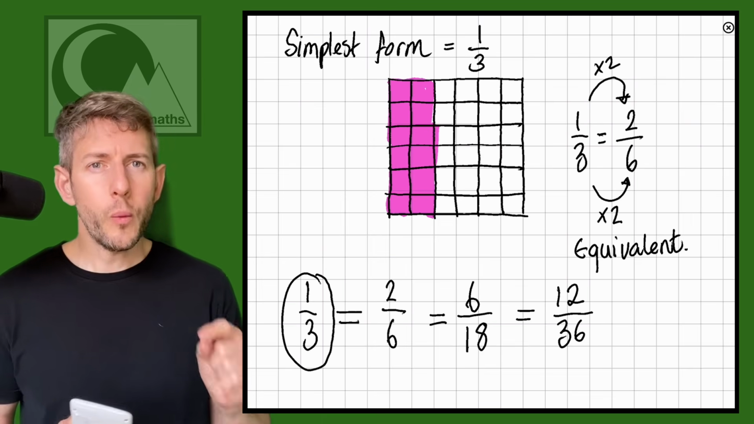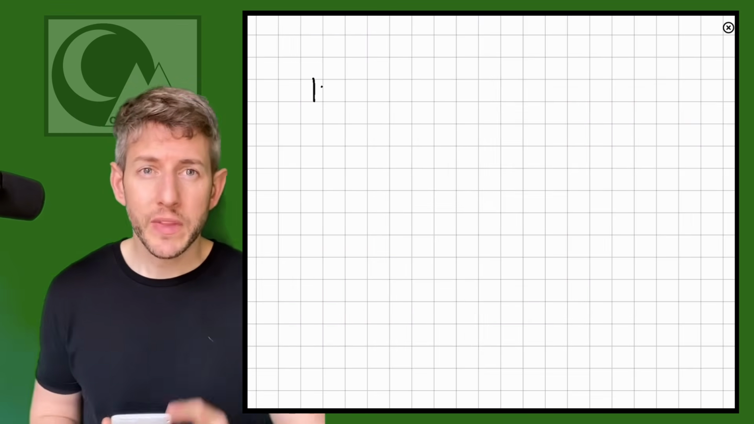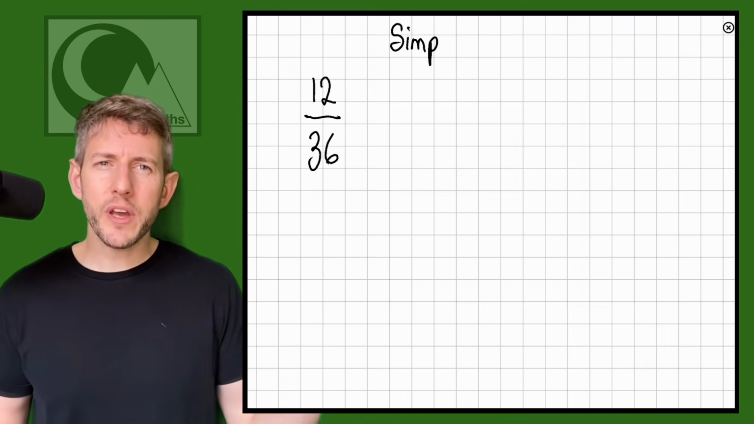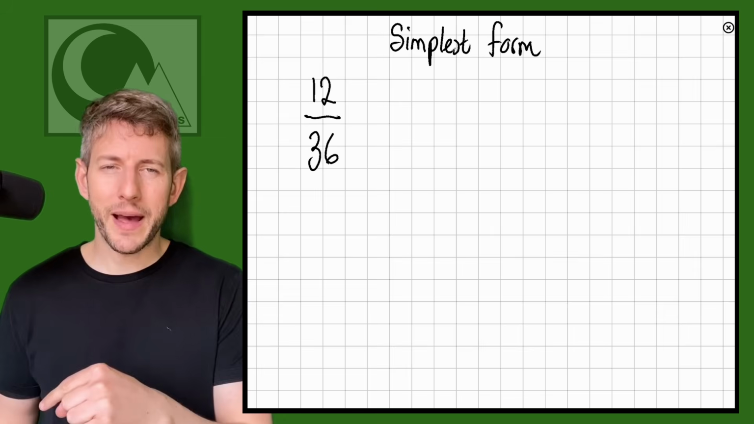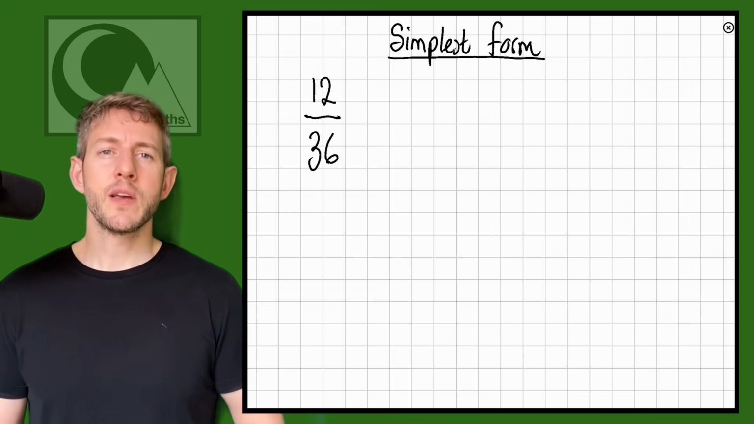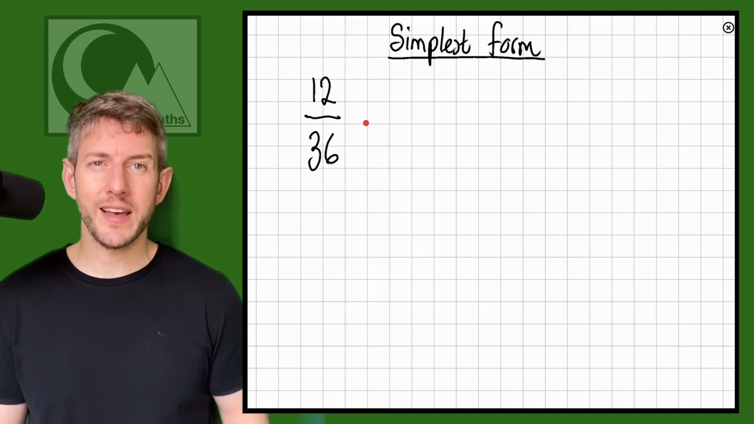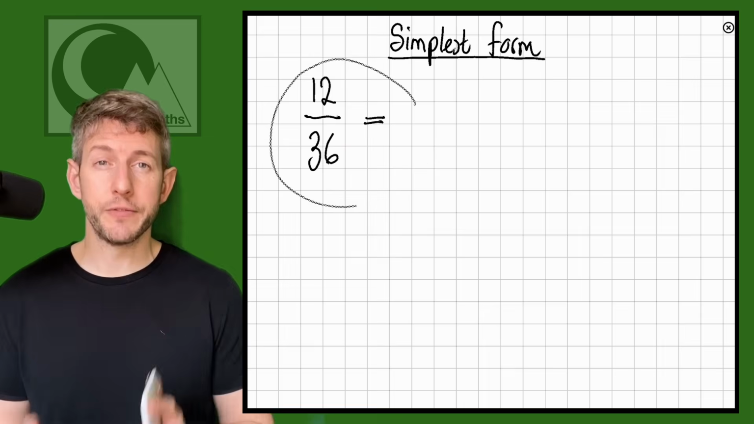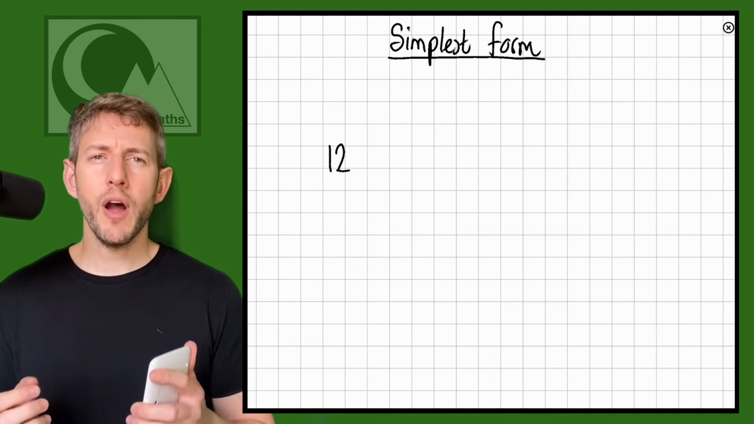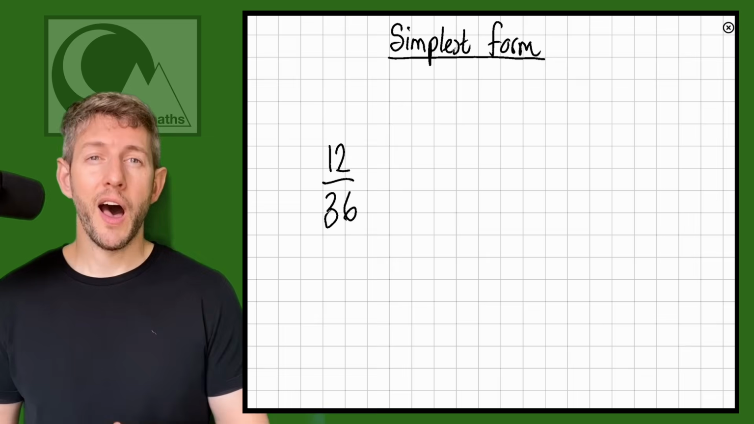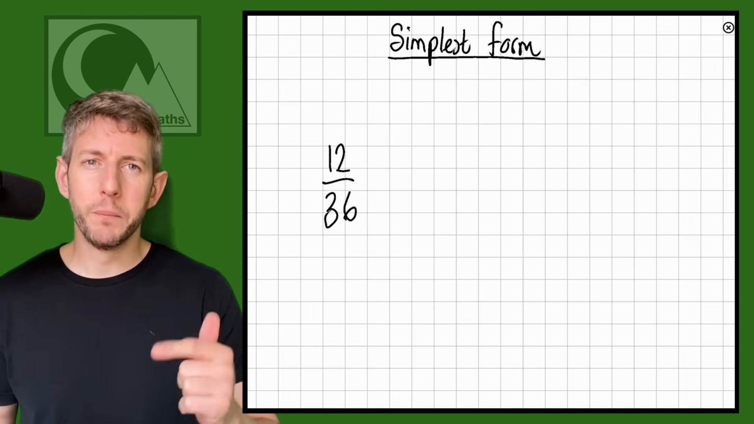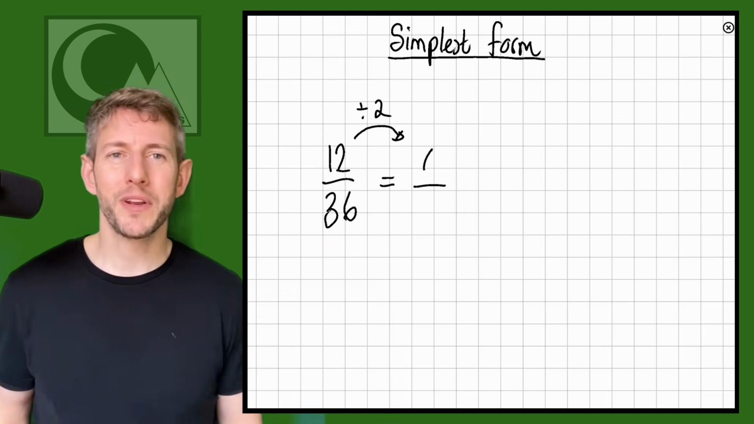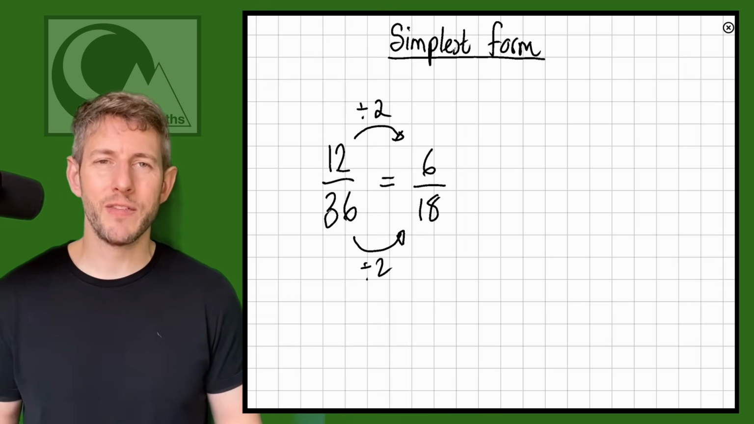Now, what we want to know, and the questions we're going to get given, is a question with a number like 12 over 36, and then we're going to have to work backwards to get back to its simplest form. So let's say I've got 12 over 36 here, and I want to get it to its simplest form. So this means I'm going to have to look for numbers I can divide it by. So if I write down 12 over 36, I can see that both of these are even numbers. So I know straight away I can divide both of these by 2.